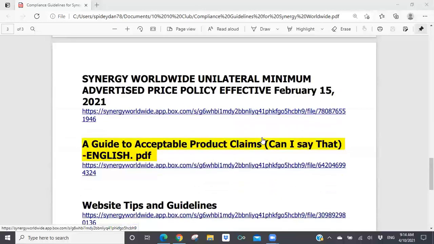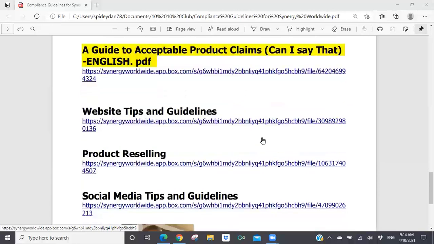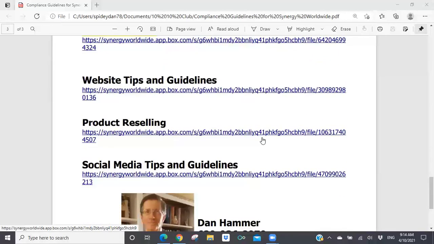They have a PDF for the Synergy Worldwide Unilateral Minimum Advertising Price Policy. And you can see they just put this in place a little over a month ago. And then a guide to acceptable product claims. Can I say that? Website tips and guidelines, product reselling, social media tips. So let's flip over here.